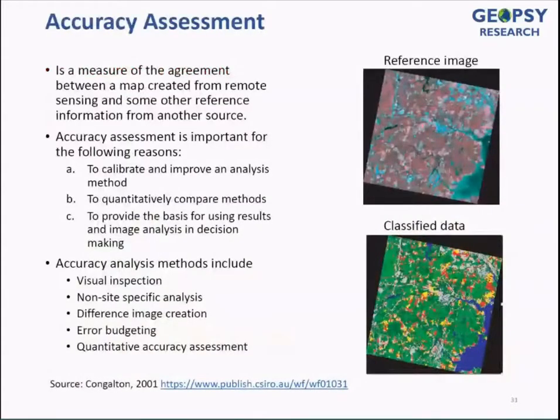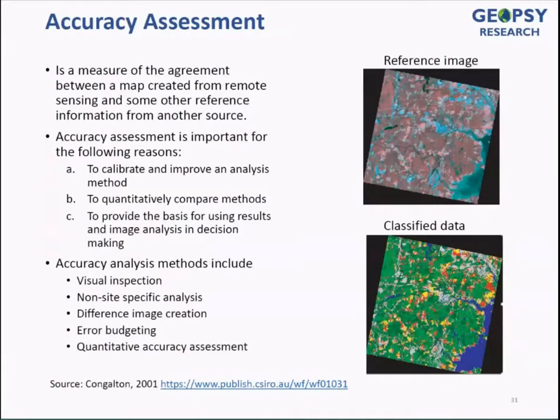Then accuracy assessment. So you carried out your analysis. You need to check whether the results of your analysis are in agreement with the reality, are in agreement with what is on the ground. Accuracy assessment is important because of the following reasons. One, we want to improve our method of analysis. Or number two, we want to quantitatively compare methods. So for example, we use an object-based method and a pixel-based method. We want to compare the two. Or number three is to provide the basis for using results of a remote sensing image.